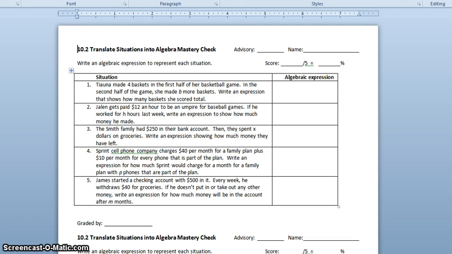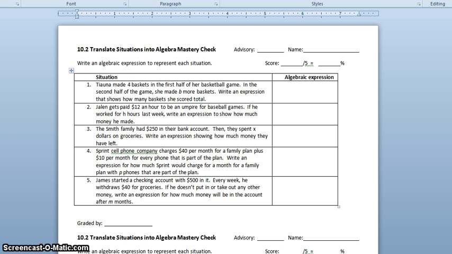This is 10.2, Translate Situations into Algebra. Mastery check. Number 1 says, Tiana made 4 baskets in the first half of her basketball game. In the second half of the game, she made B more baskets. Write an expression that shows how many baskets she scored total.